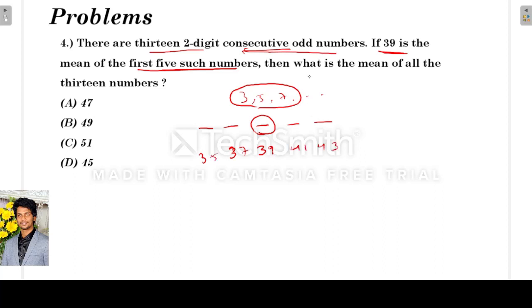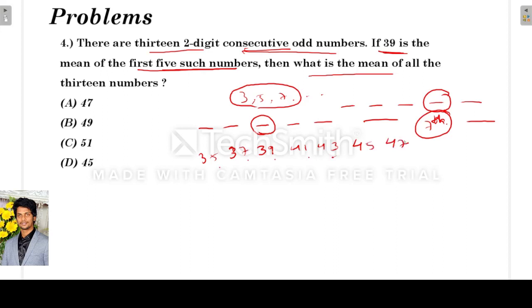Now they are asking what is the mean of the 13 numbers. 13 means the middle one is at the 7th place. There will be 6 this side, 6 this side, and the 7th will be the middle one. So this will be nothing but the mean. Find out the 7th one: 1, 2, 3, 4, 5. The 6th one will be 45 and our 7th one will be 47. So 47 is the answer.